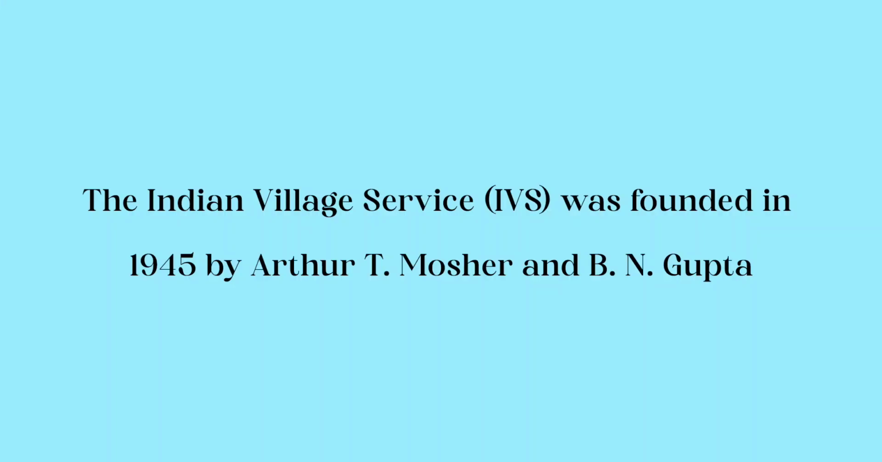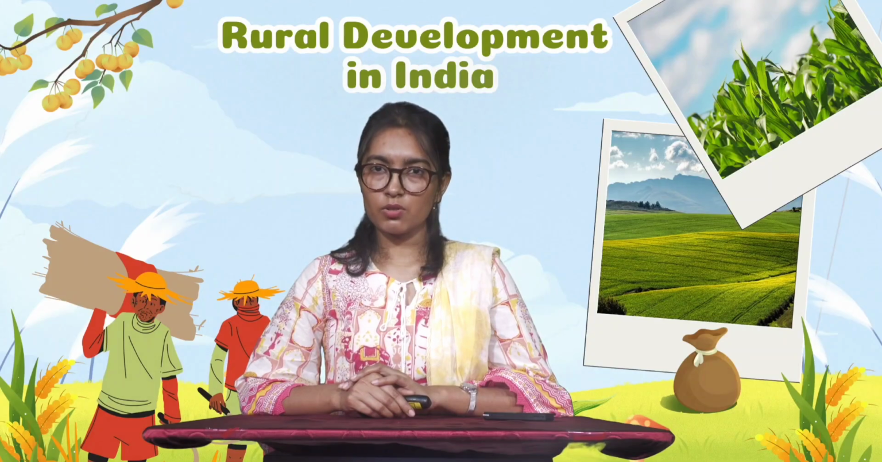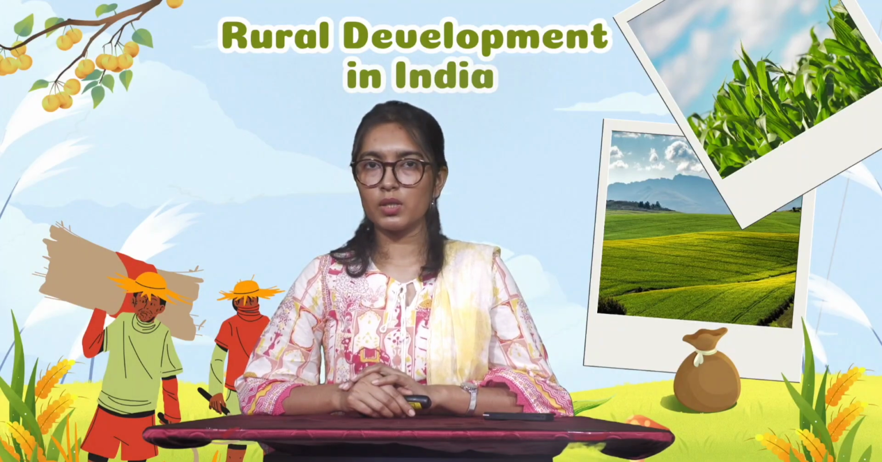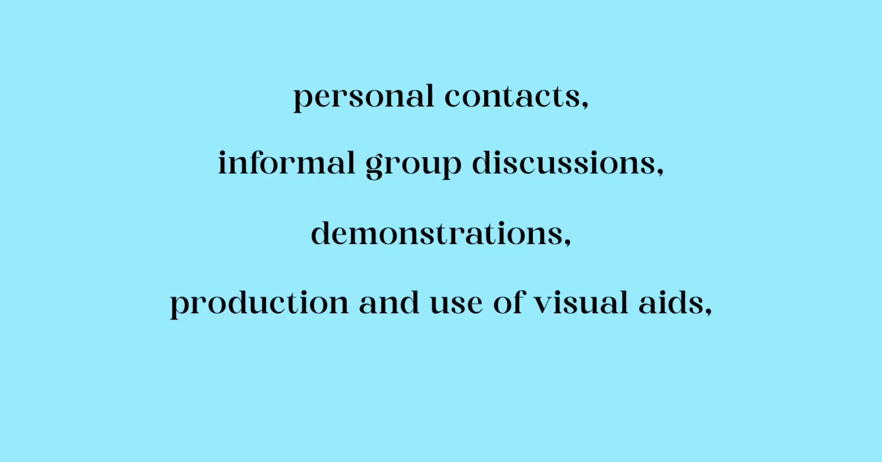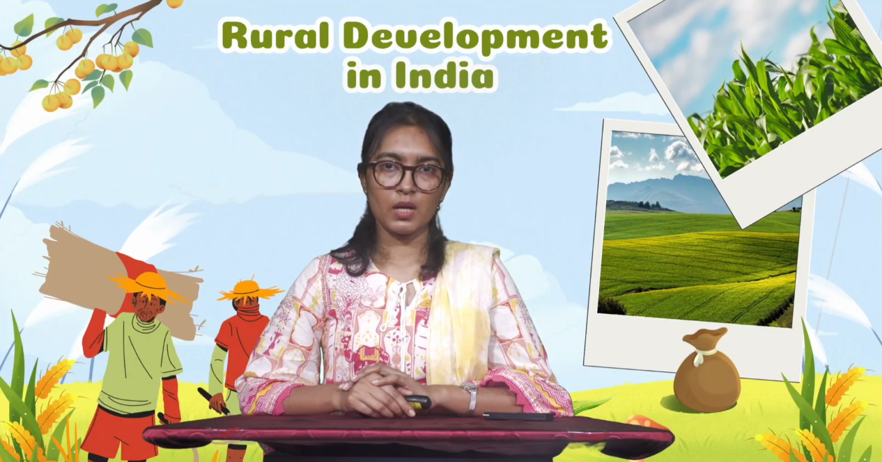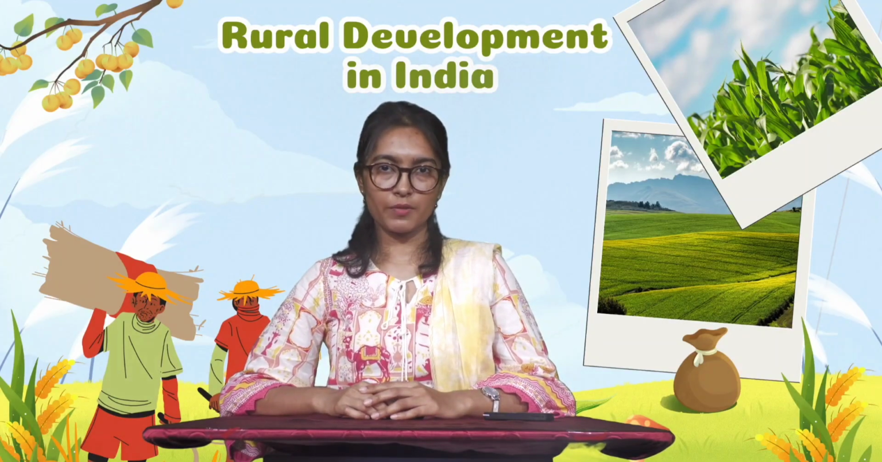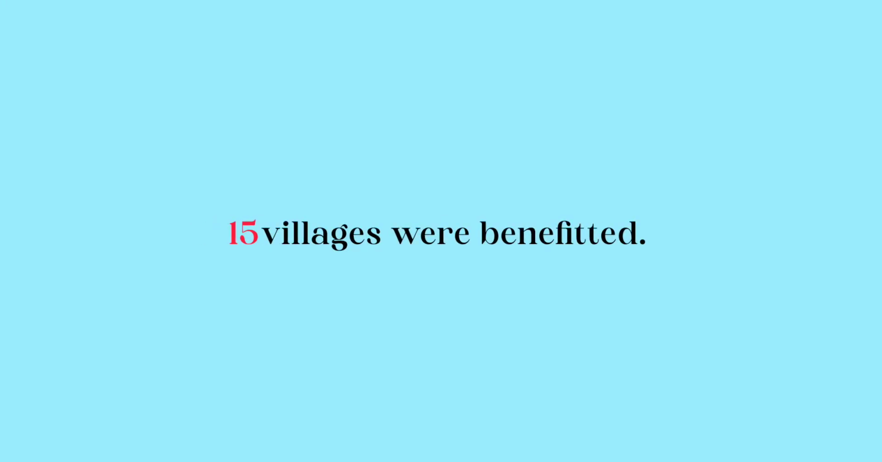The Indian Village Service was established in 1945 by Arthur T. Mosher and B. N. Gupta to assist the villages to develop individual volunteer leaders and local agencies to establish the villagers to be self-sufficient. This project included unique techniques like personal contacts, informal group discussions, demonstrations, production, and the use of visual aids, tours, and trips, etc. for rural development. As a result of the efforts of this scheme, residents of 15 villages benefited.